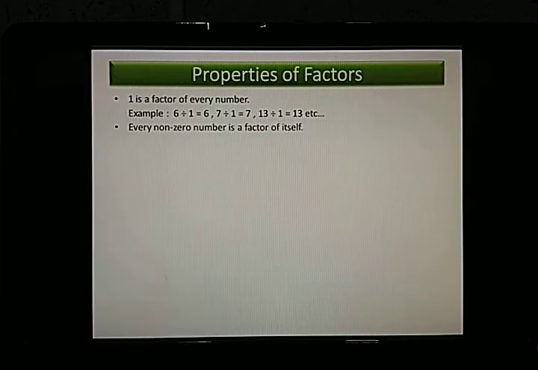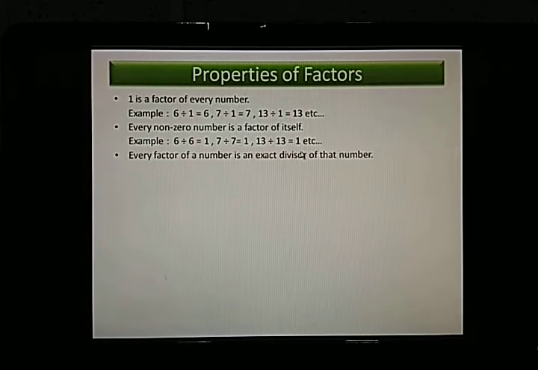Now next is, every non-zero number is a factor of itself. Why is the term non-zero used? Because we are not considering here the negative numbers or the 0. We are considering only the non-zero, means the positive ones. So every non-zero number is a factor of itself. Let us see an example. We can divide a number by itself. So that number itself is a factor of that number. You can see here, 7 is itself a factor of 7, 13 is itself a factor of 13. So the number itself is a factor of itself. But it has to be non-zero.